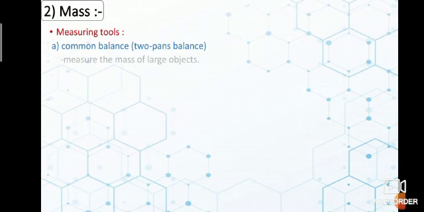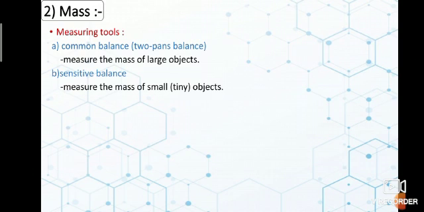Let's move to the second part, which was talking about mass. Mass also has two measuring tools, which are the common balance or two pans balance, that's used to measure the mass of large objects, while the sensitive balance is used to measure the mass of small or tiny objects.